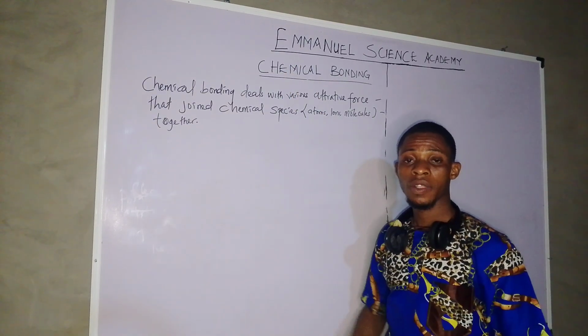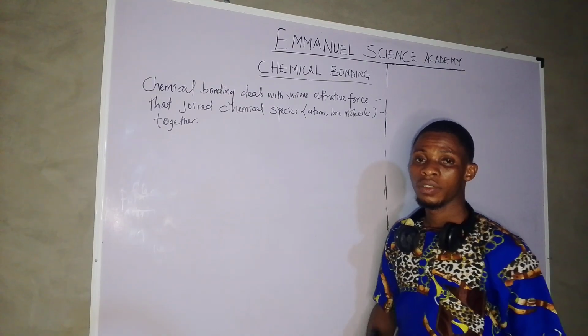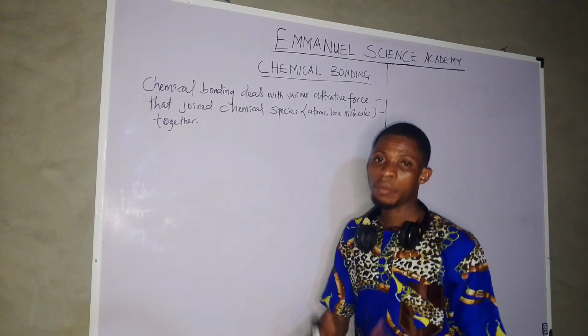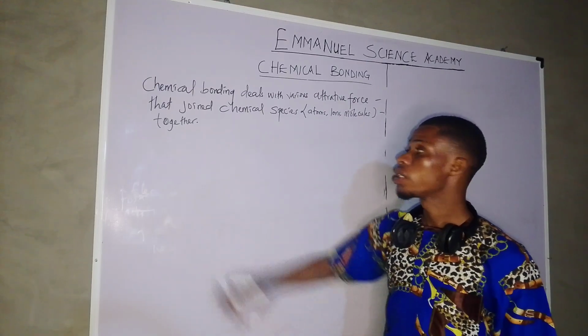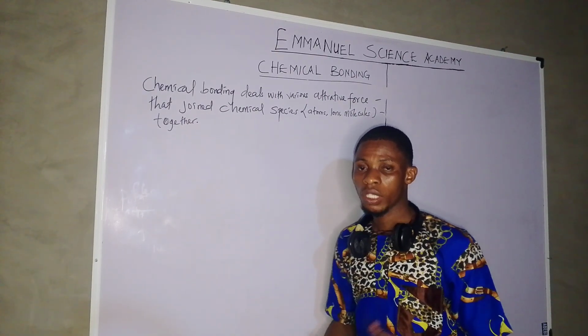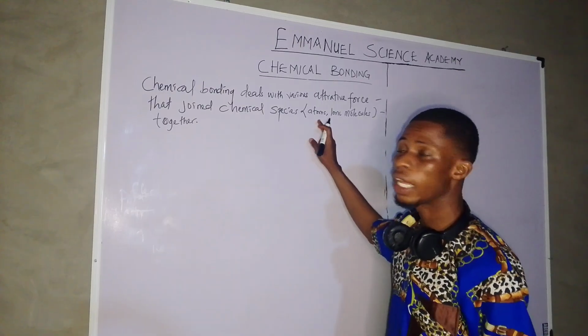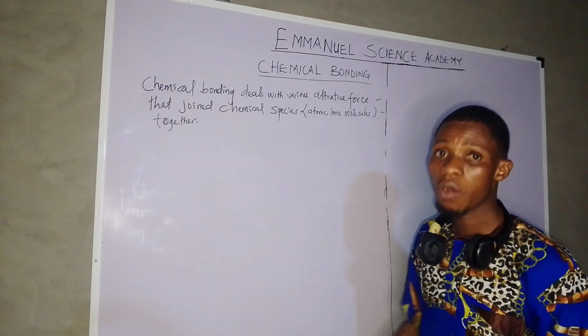Science Academy. What do we have today? Chemical bonding. What is chemical bonding? Chemical bonding deals with various attractive forces that join chemical species together. What are these species? Species like atoms, ions, molecules, and compounds.